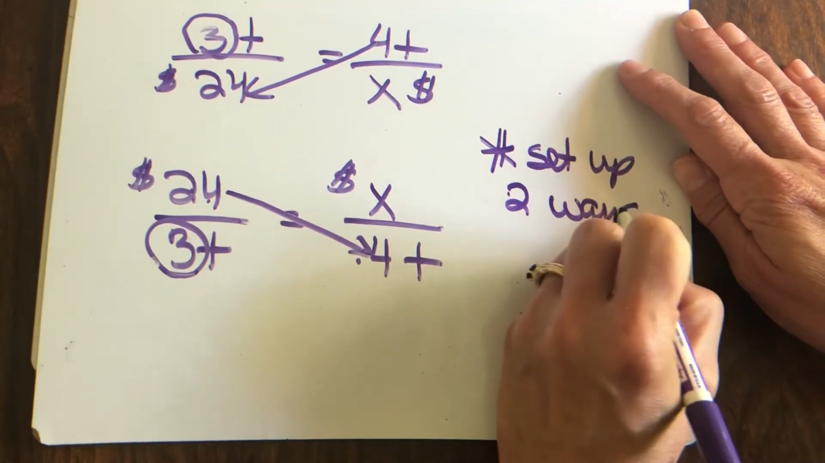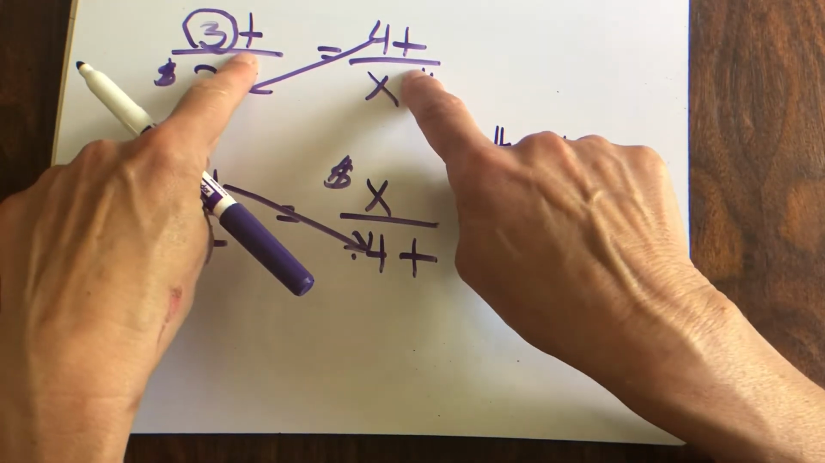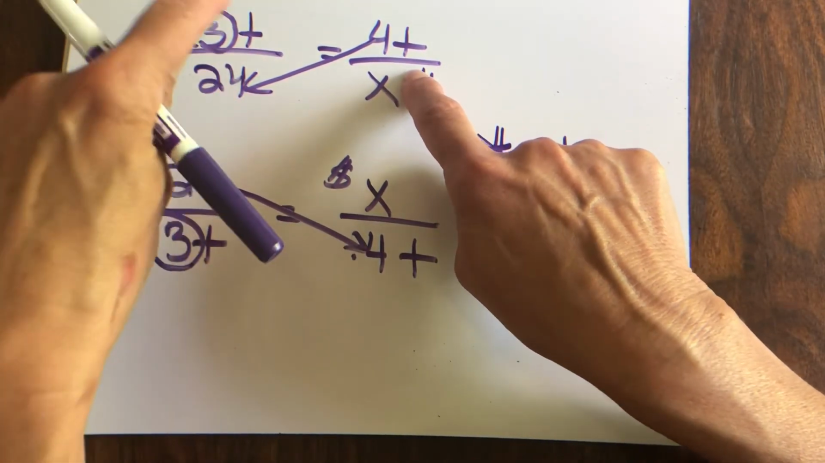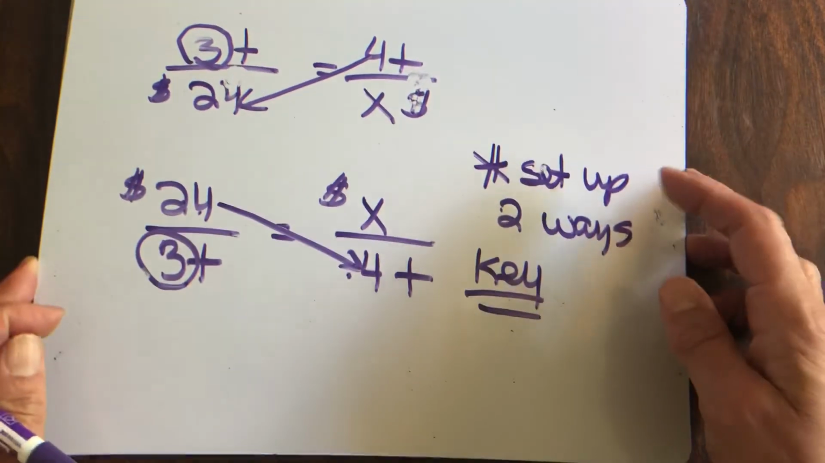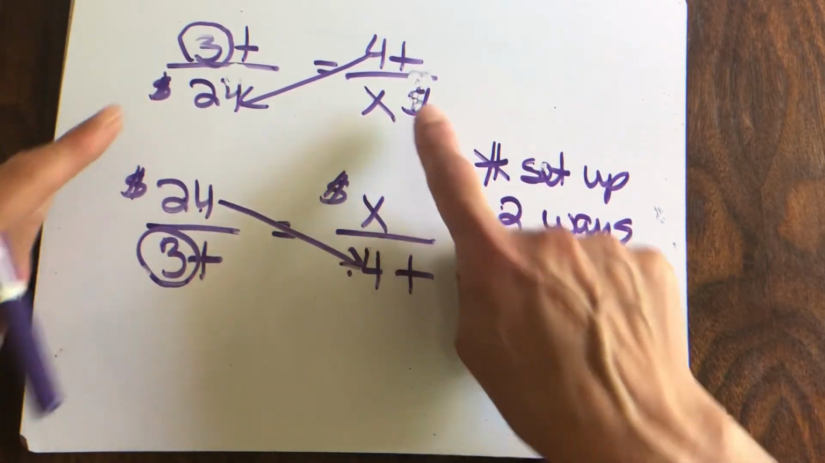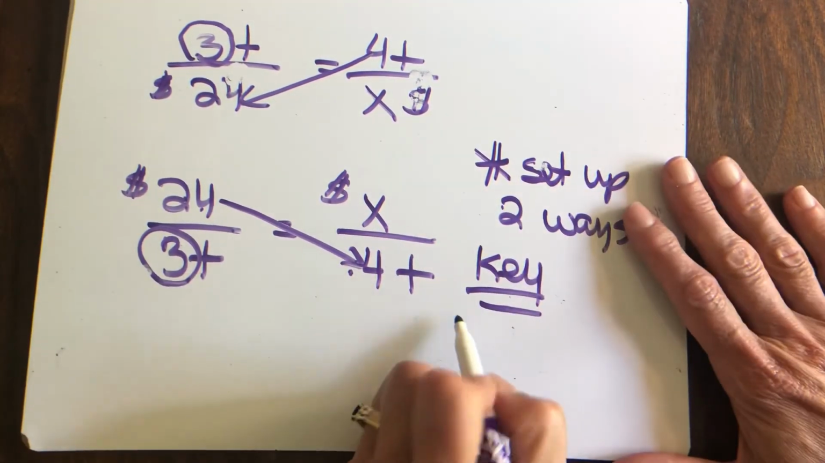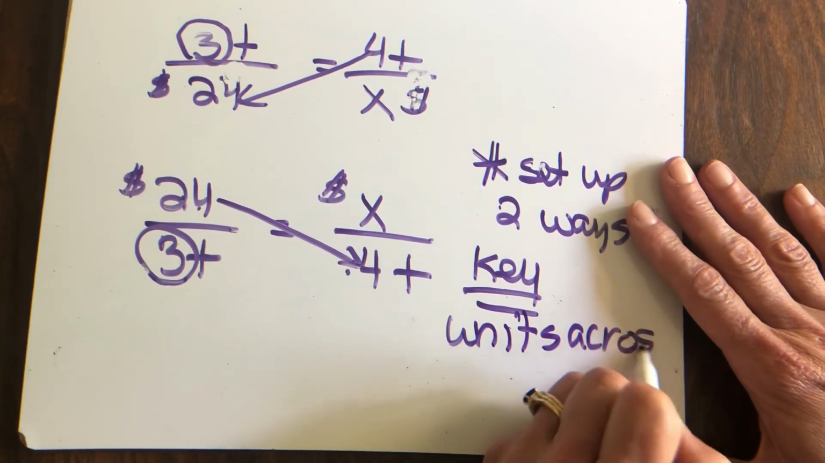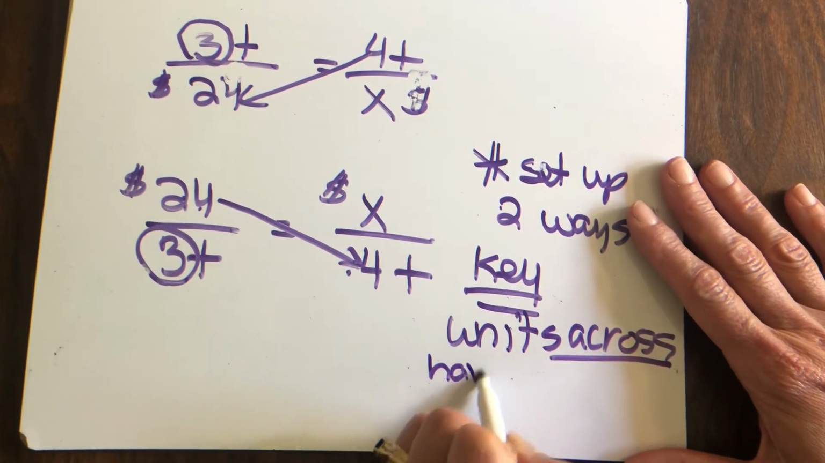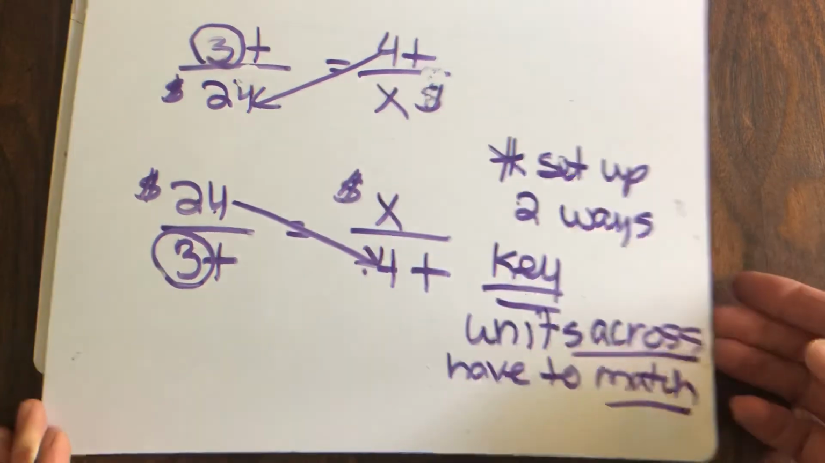But here's the key. Your units must match. So tickets, if you've got it on top, tickets has to be on top over here. And money on bottom, money on bottom. Money on top, tickets on bottom, tickets on bottom. So your units across has to match. All right? And that is the key to doing proportions correctly.